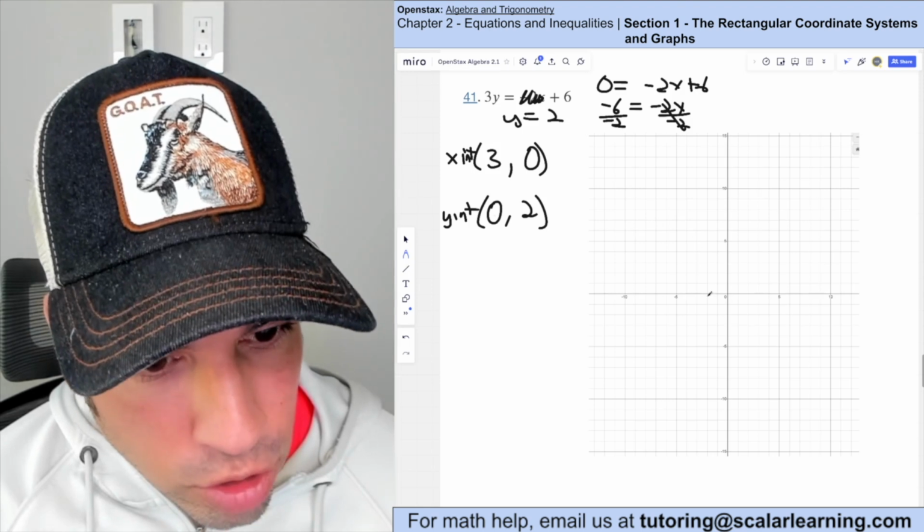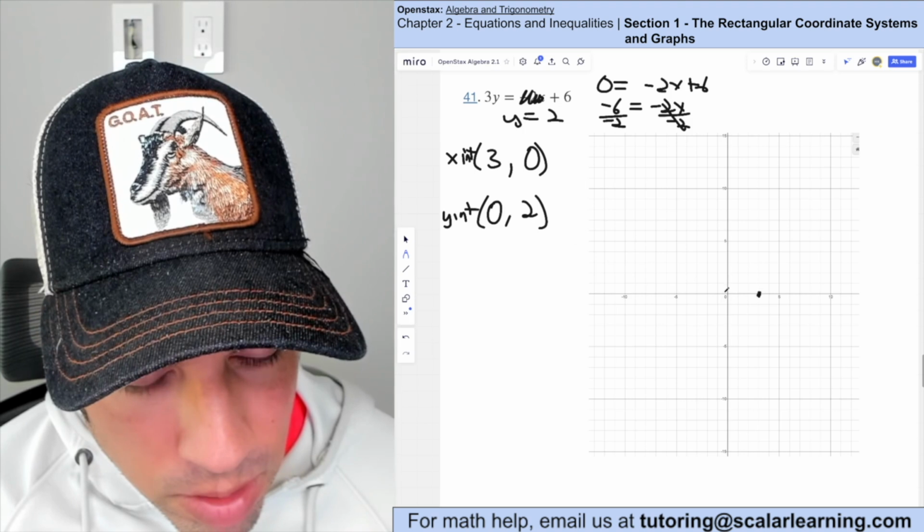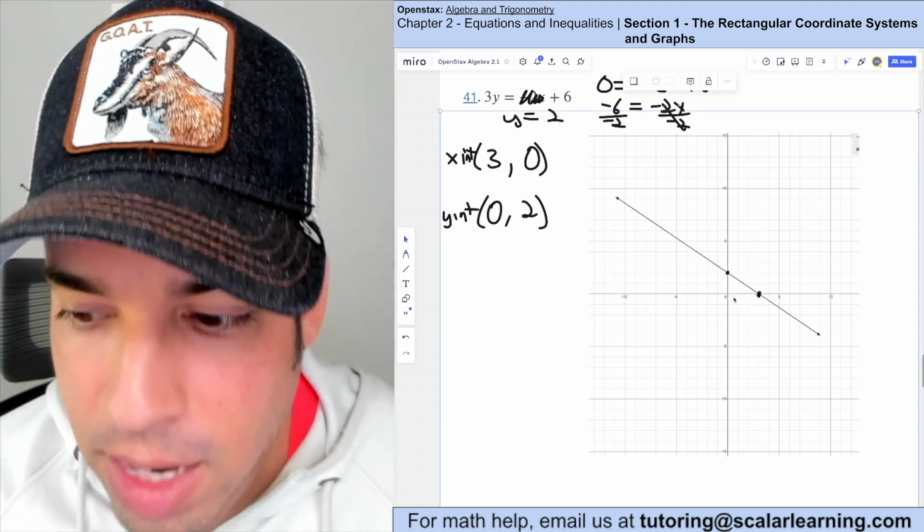So now my 2 points are at (3, 0), so I go out 3, there's my x-intercept. My y-intercept is (0, 2), so right there. And then I connect the dots, there's my line, boom, done.